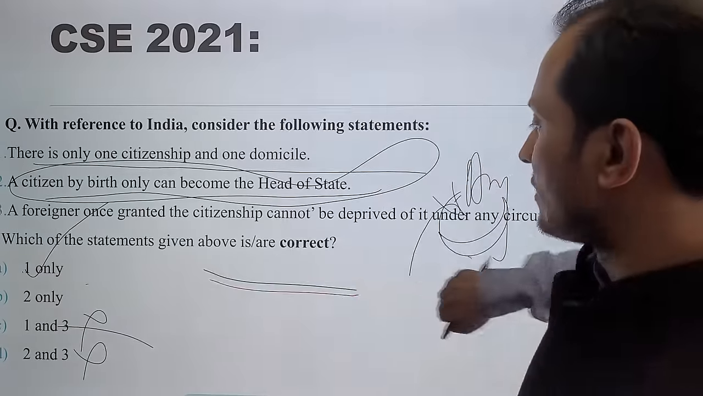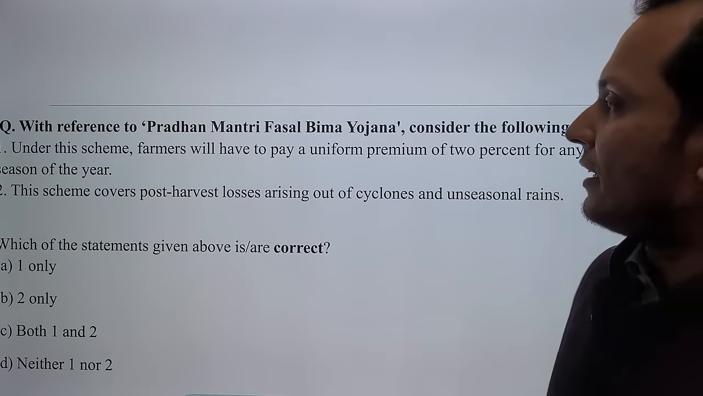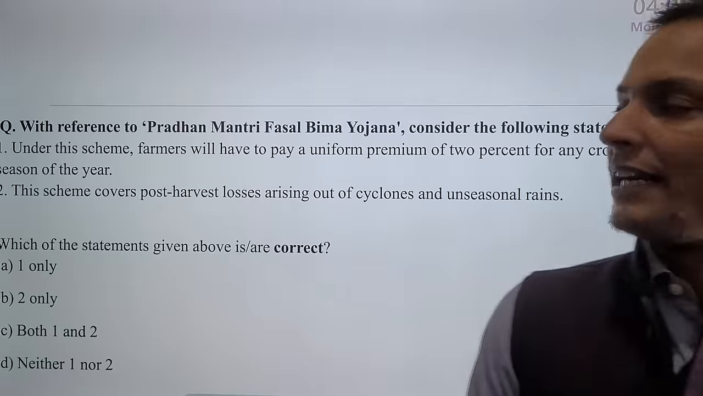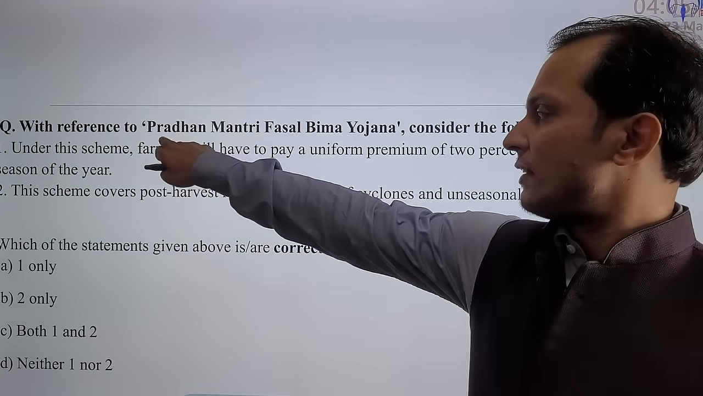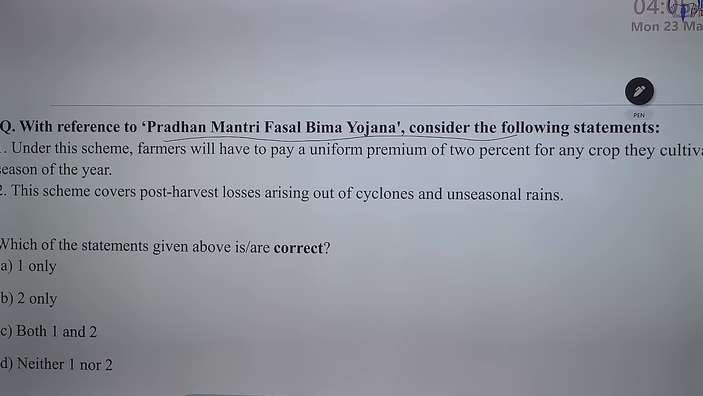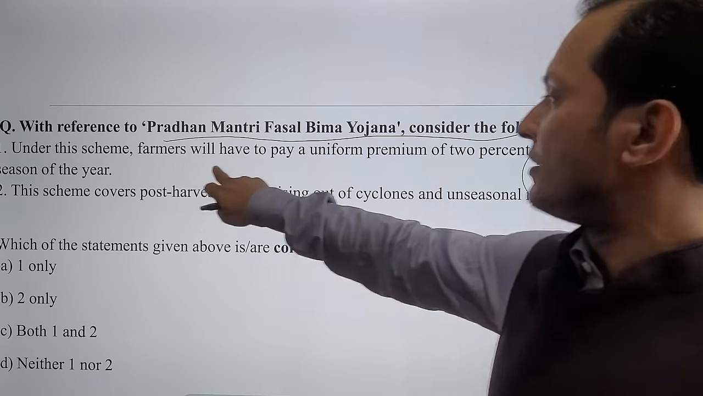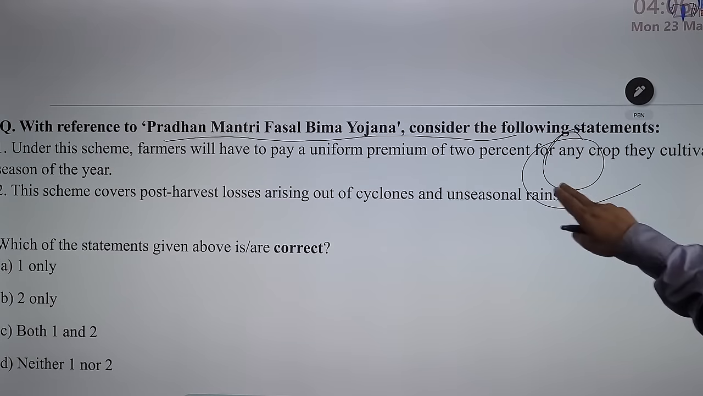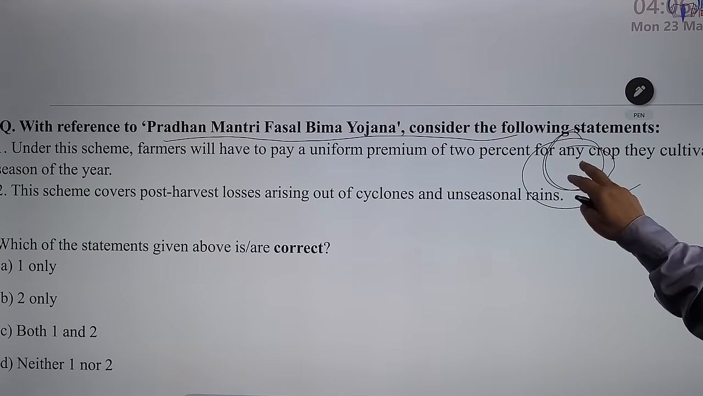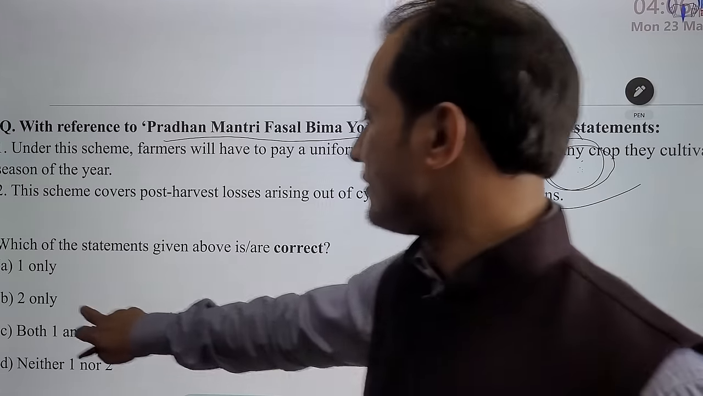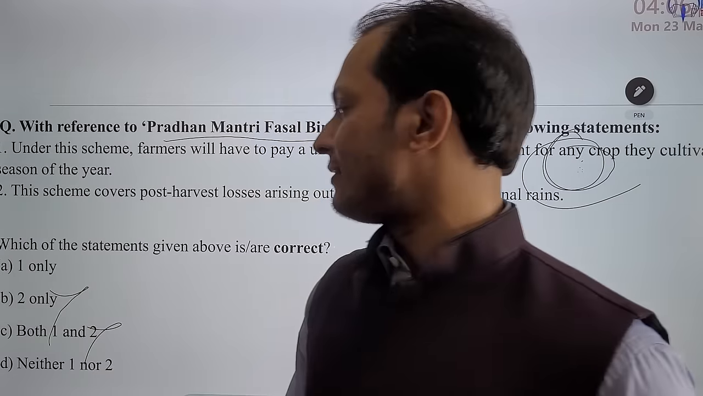Let us come to the next question, guys. You see here, again you find out the extreme word. Please find out this extreme word with reference to Pradhan Mantri Fasal Bima Yojana. Any crop, you see here, any crop. Under this scheme, farmers will have to pay a unit on any crop. No, guys, extreme word. Remove this. Answer is one only.